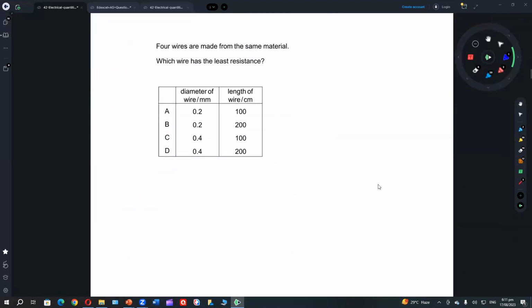Four wires are made from the same material. Which wire has the least resistance? So what is the concept? Resistance is directly proportional to length and inversely proportional to D square. So you have to check the working.